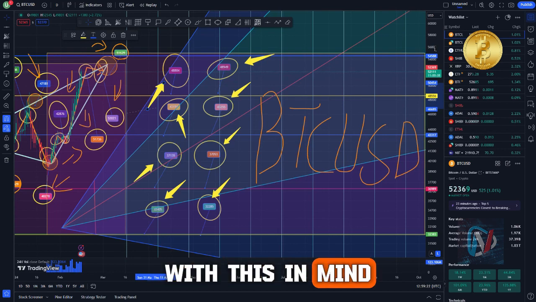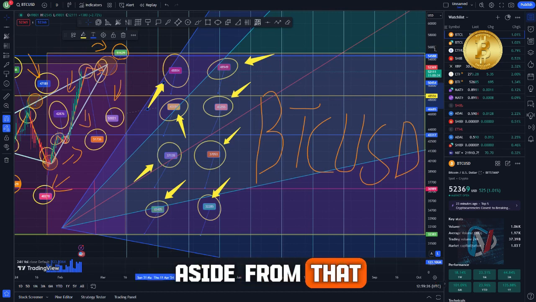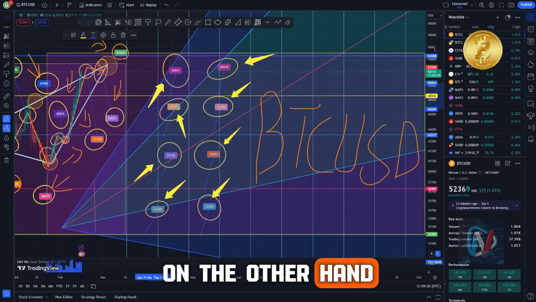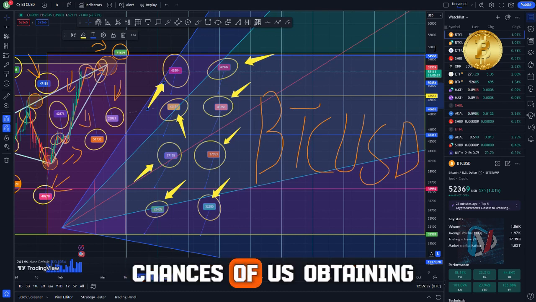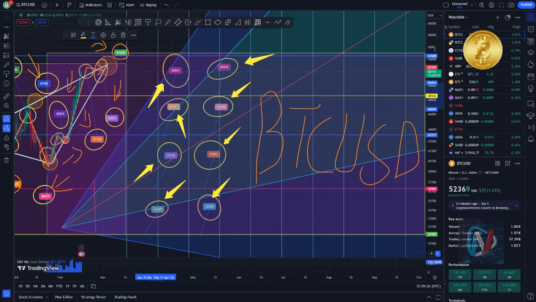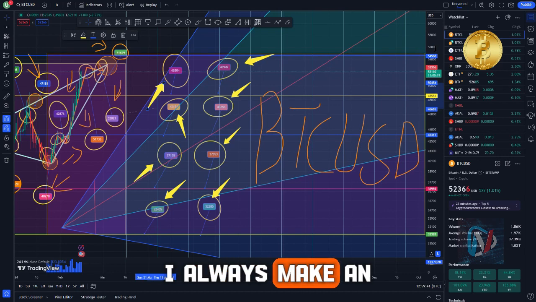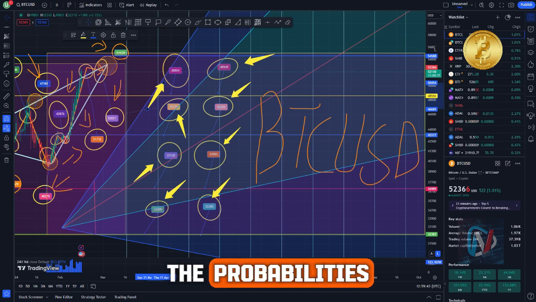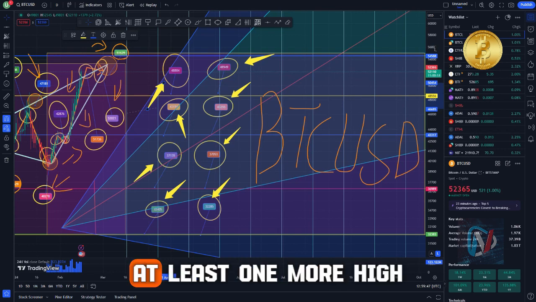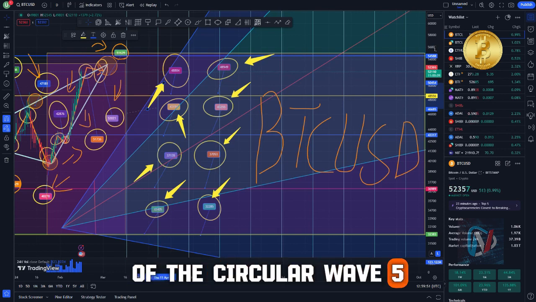With this in mind, the support area has been included on the chart. Aside from that, we wouldn't have any need for stop losses or anything else. On the other hand, this indicates that the chances of us obtaining additional extension to the upside are still rather significant, and I'm generally inclined to believe that this is the case. I always make an effort to align my perspective with the probabilities, and I believe that it is more likely that we will receive at least one more high in the supporting area of the circle wave 5.